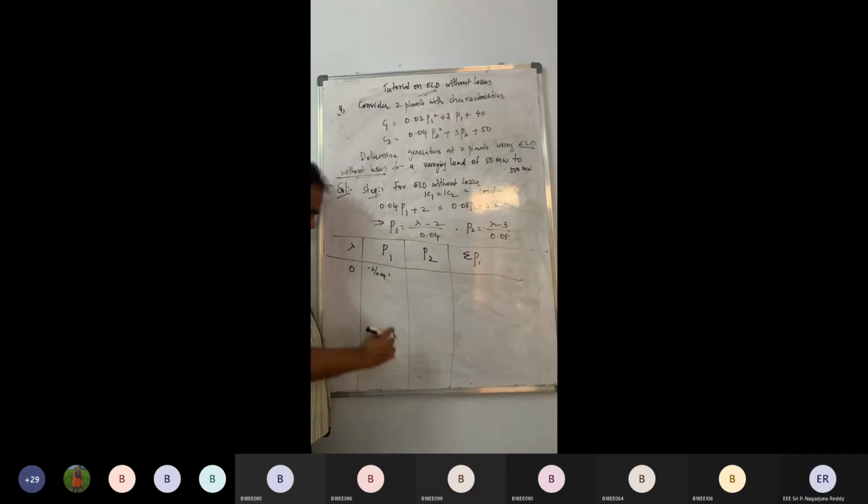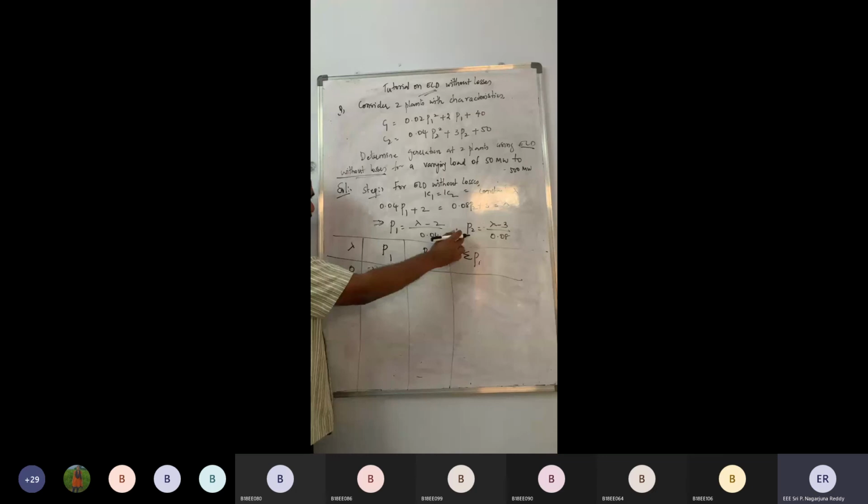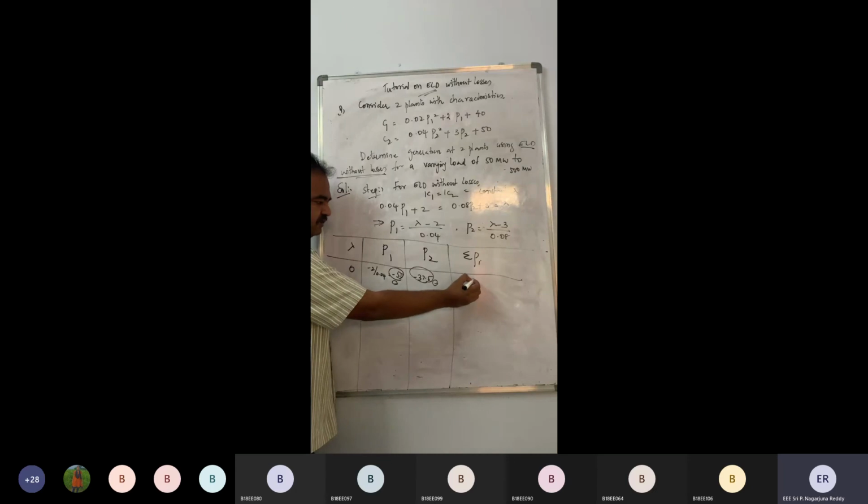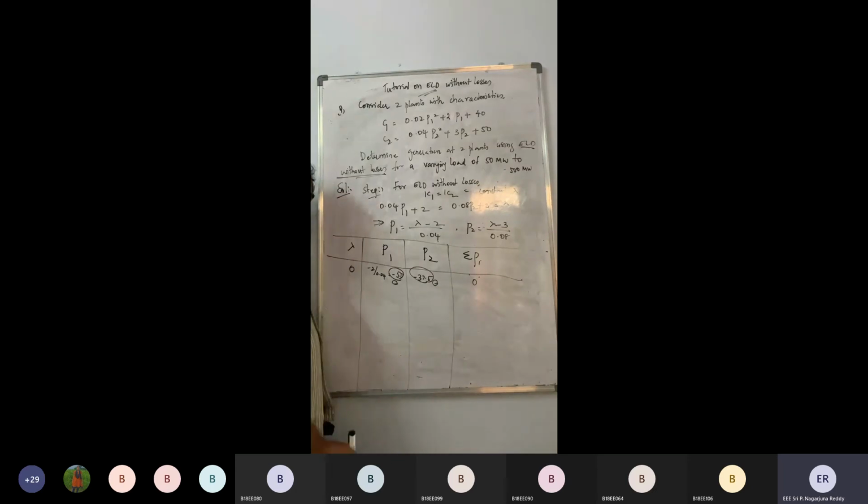Approximately, it will be some negative value. What is that value? Minus 50. Right. What about this one? Minus 37.5. Since the generations cannot be negative, I'll round this one as 0 and 0, and I will mark the total as 0. This is my total generation as of now.